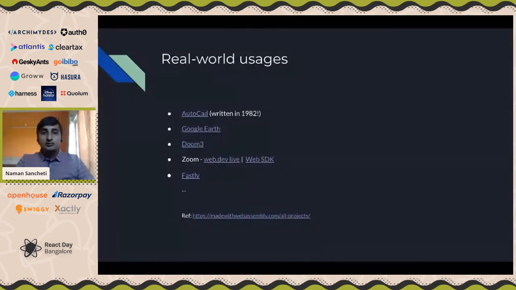While we took a look at a few real world usages, here are some more interesting ones. In my opinion, AutoCAD is the most beautiful one. AutoCAD is a computer aided design tool, which is very popular, built by Autodesk. It was written all the way back in 1982, before the web was even there. The beauty of WebAssembly is that they have been able to take that code and run it on the web right now. If you go to web.autocad.com, you can pretty much do the same thing as the desktop AutoCAD, with all of the features.